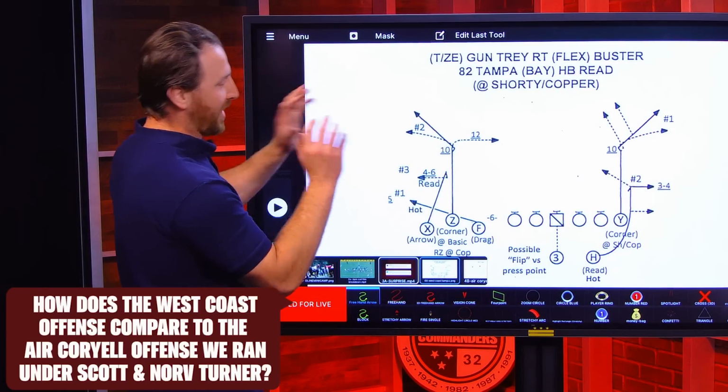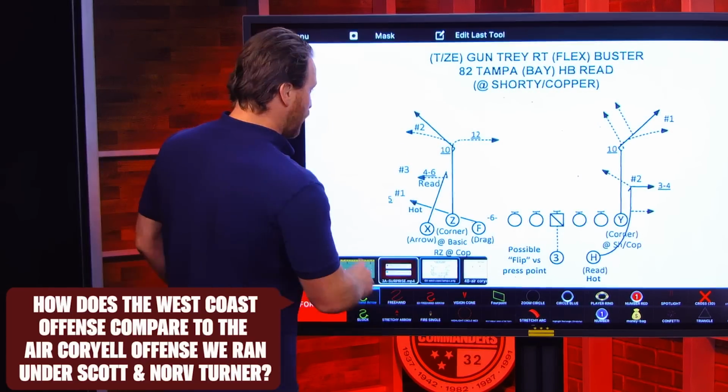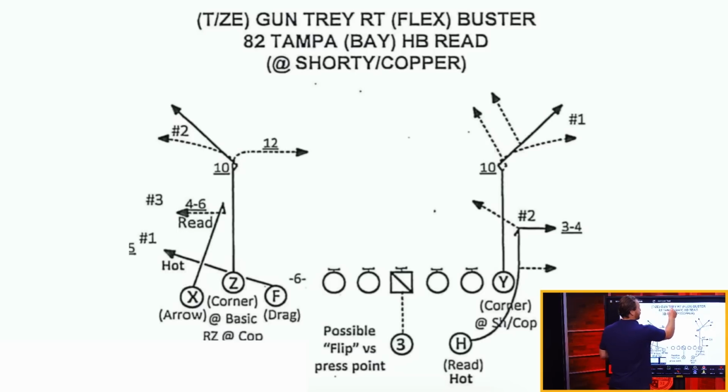This right here is a West Coast offensive play, right? Notice all the words. Gun, Trey Wright, that's the formation. Buster puts these guys in a bunch. 82 is the protection. Tampa is a description of the concept, which is basically like old arrow for us, Santana. And then halfback read. So all these words to describe. It allows me to tag and manipulate formations, but it's a lot of memorizations, long calls, right?